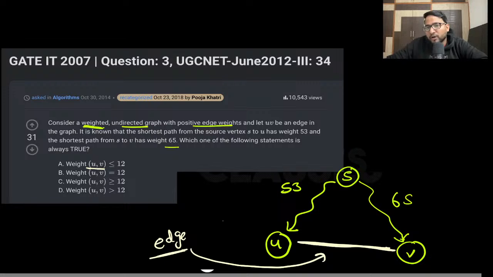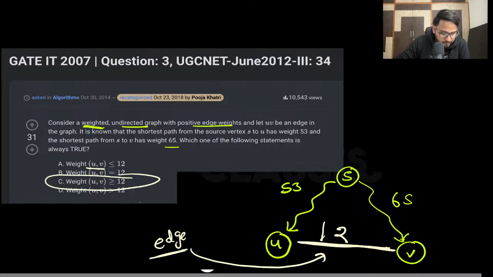These are given to be the shortest. Now suppose this edge weight is, let's suppose, 2. Is it possible to have this edge weight at 2? No, right? Otherwise the shortest will be lesser, just 55. Can it be 12? It can be 12. But can it be 11? If it is 11, then the shortest will be 64 only. So it can be 12 or more, greater than or equal to 12. Easy question. So C is the correct answer here.